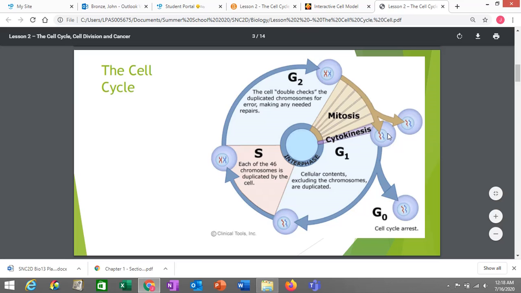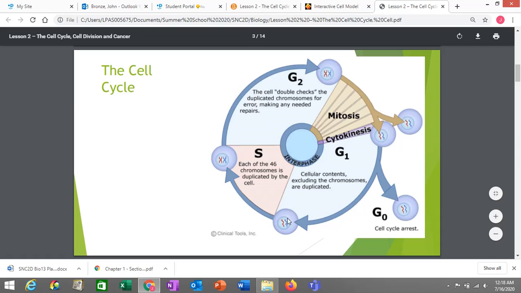So what they have to do is grow. G1 stands for gap 1, but you can think of it as growth, right? Cellular contents, excluding the chromosomes, are duplicated. So they're going to start making new organelles, right? They're going to duplicate those so that the cell can grow. Gap 0 over here, we're not going to worry about so much, but basically a cell can kind of freeze, if you like, and stop going through this cycle. But generally speaking, we're going to go through here.